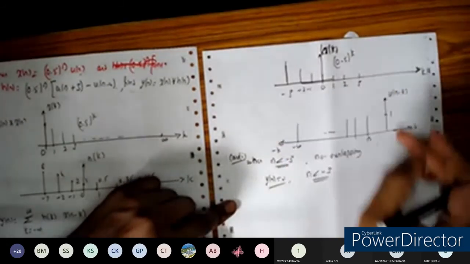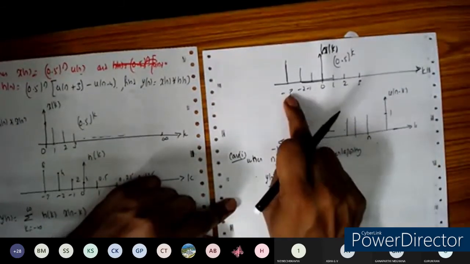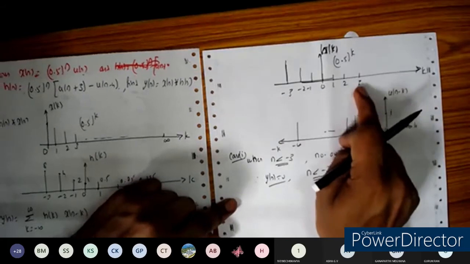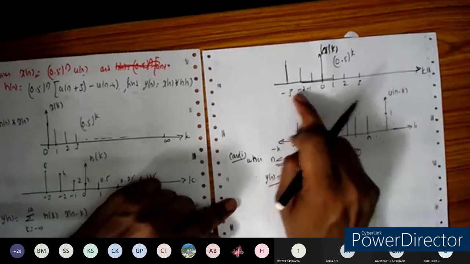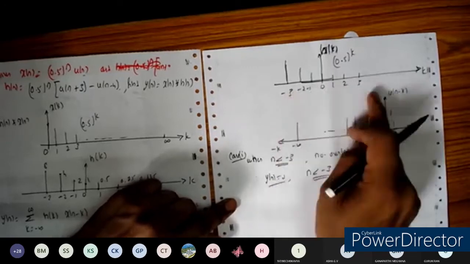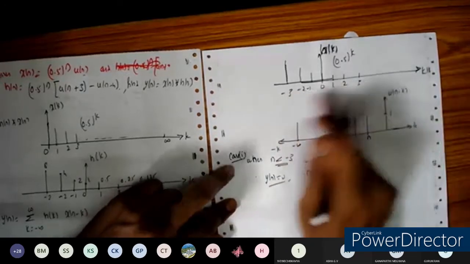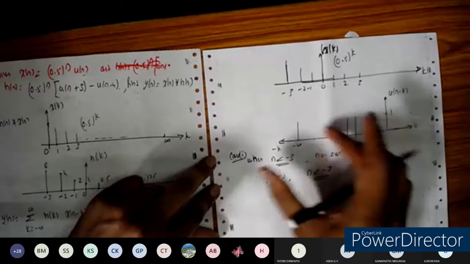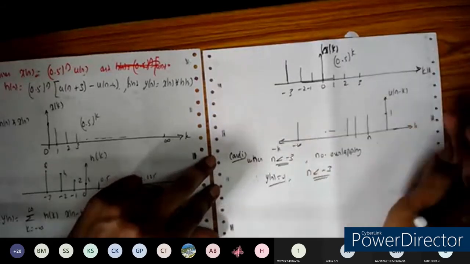Next, we'll take the value of n. Since it's a finite duration sequence, I'll take n greater than minus 3 and less than plus 3. So n can move anywhere between minus 3 and plus 3. Let us take the conditions step by step.